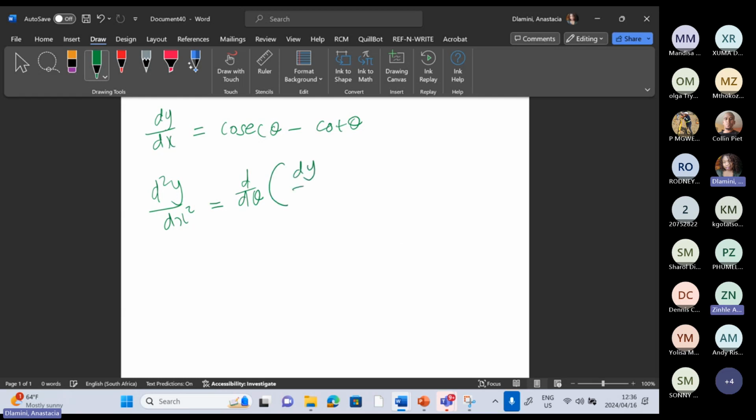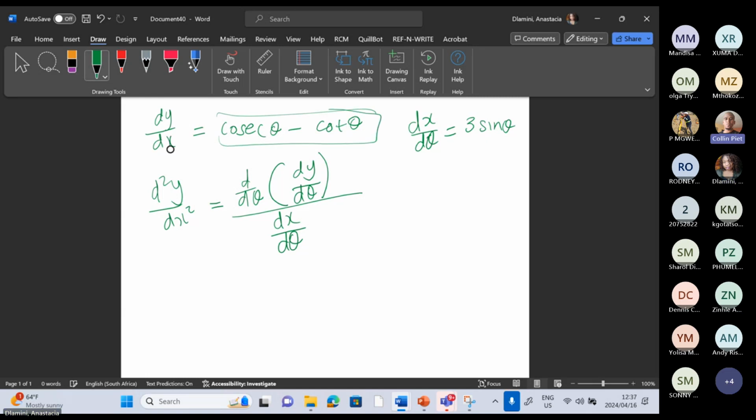So this will be dy over d theta over dx over d theta. And we do have dx over d theta. Can someone remind me? Yes, it was 3. So let's differentiate this. What was that, guys? We ended up with the negative cot.